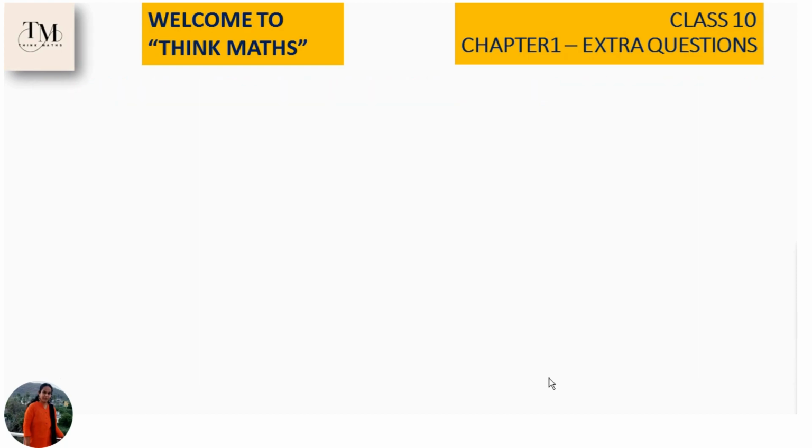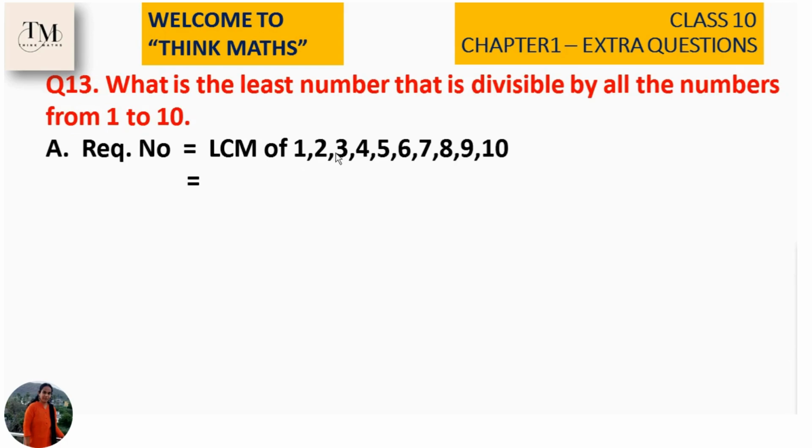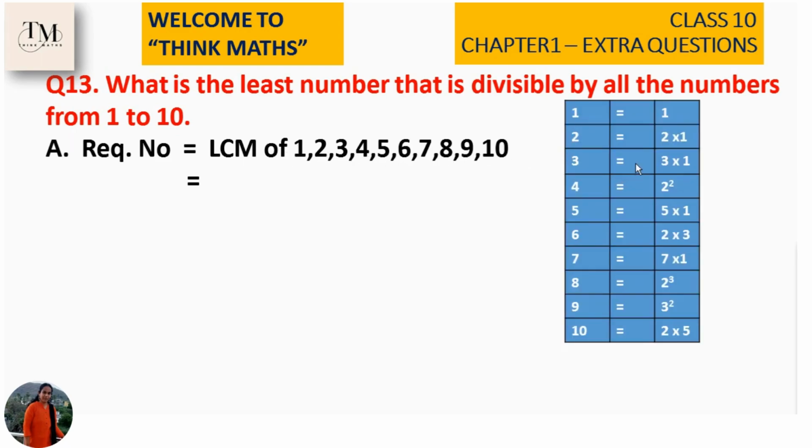So next problem. What is the least number that is divisible by all the numbers from 1 to 10? That is, we have to find the LCM of 1, 2, 3, 4, 5, 6, 7, 8, 9, 10. So first we have to factorize all these numbers. Here I have factorized the numbers 1 to 10. Okay. So we have to write the product of the greatest power of all the prime numbers.